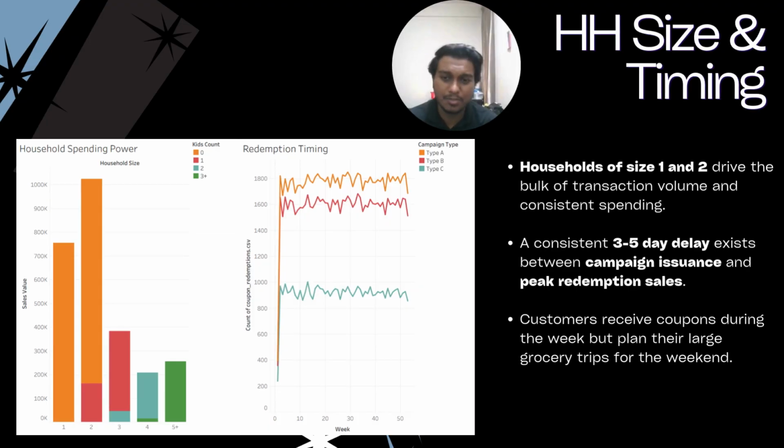Let's focus on household and timing. Visuals 8 and 9, as we can see here, show that small households lead in total sales, and there's a consistent 3 to 5 day lag between campaign launch and the peak sales, proving our customers are planners who wait for the weekend.